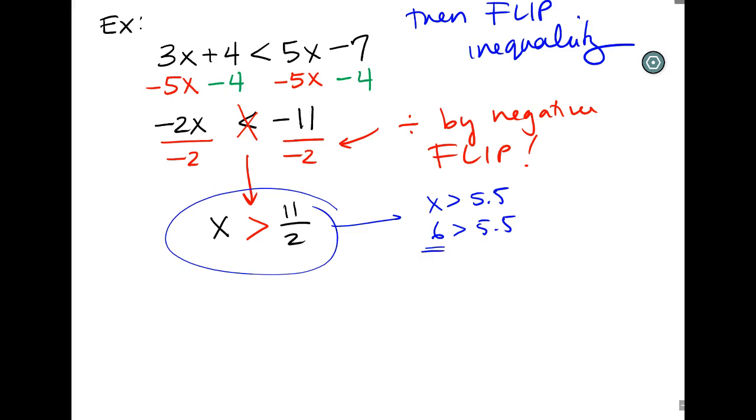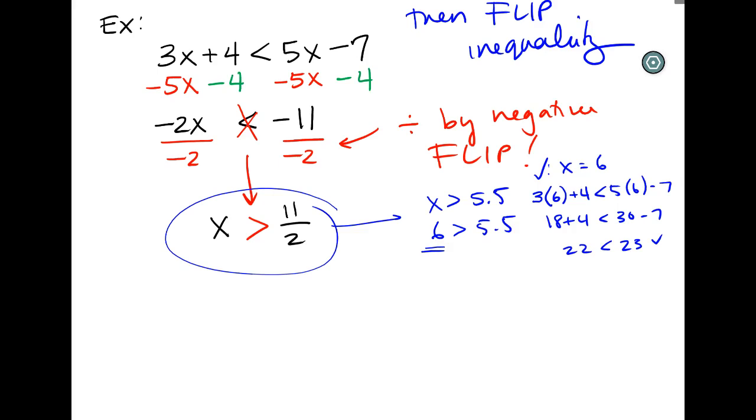So if we want to check this out, we could check x is equal to 6 and make sure it actually is a solution. We go back to the original inequality. 3 times 6 plus 4 is less than 5 times 6 minus 7. So is 18 plus 4 less than 30 minus 7? That's 22 is less than 23. Sure enough, it's true. So that makes me feel really good about which way my inequality is facing, and I'm not so worried that I made a mistake. Obviously, we can't check everything.